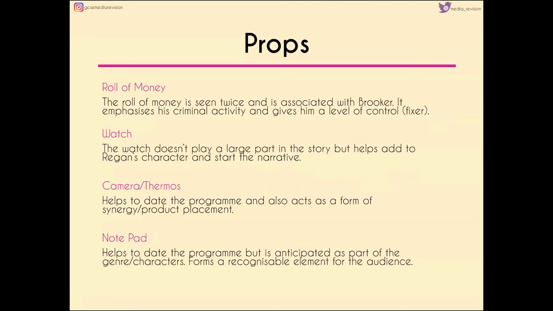Now, the roll of money that we see Brooker have is seen twice within the episode. Initially he uses it to pay off the guy who was driving the van, but he then uses it to pay off Billy later on in the episode. So this prop becomes associated purely with Brooker. Now, it emphasises his criminal activity because he has so much of the money together. We also later find out that perhaps this money is forged as well, and this gives him not only a level of control but also identifies him as a fixer character who tries to get everything into place and to solve issues that occur throughout the story with Kemble.